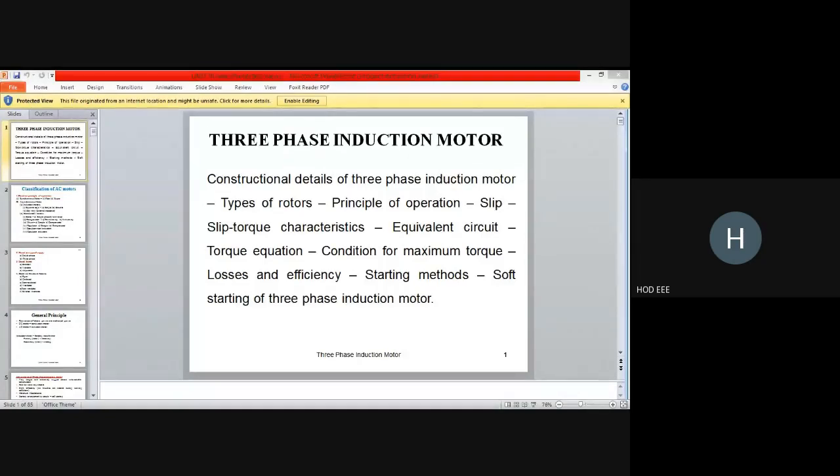How is the induction motor classified? Based on the principle of operation, we have the synchronous motor and the asynchronous motor. What is meant by an asynchronous motor? You know the synchronous motor. What is meant by a synchronous motor? Is it audible and clear now? What is meant by an asynchronous motor? What is meant by a synchronous motor?